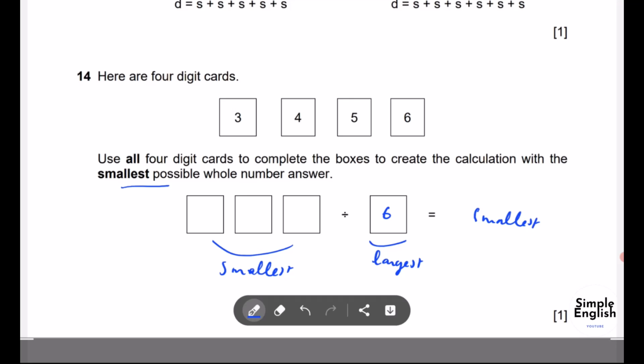And how about the smallest here? So remember, divided by 6. A number divided by 6 must be divisible by 3 and 2. So the last digit must be even. So it must be 4, right? And the smallest, the first digit, must be 3. And then the middle is 5. So let's check. 3 plus 5 plus 4 equals 12, right? 12 can be divided by 3, right? So that's why this is correct. This is the answer.